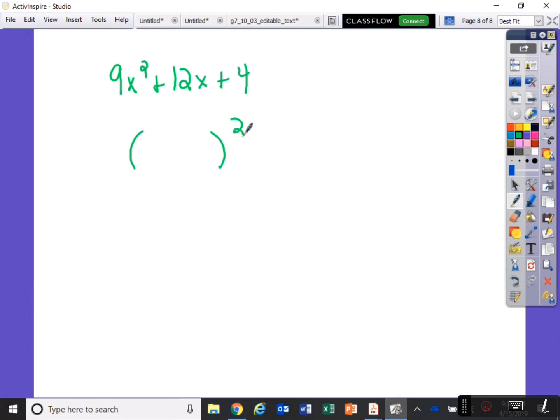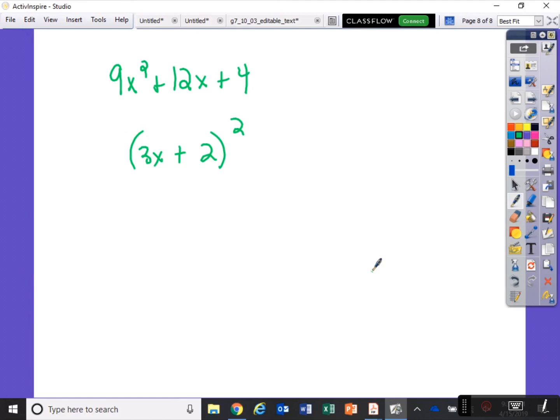Now, what's going to go in the first blank? 3x, because we had 9x squared, right? So the square root of 9 is 3, and the square root of x squared is x. What's the square root of 4? 2. And what's the middle sign? Plus. So 3x plus 2.